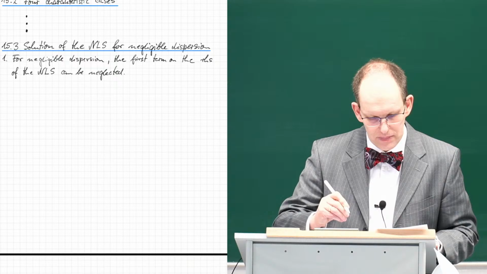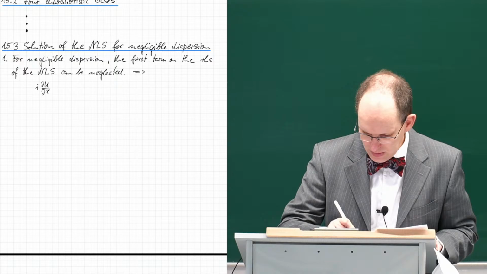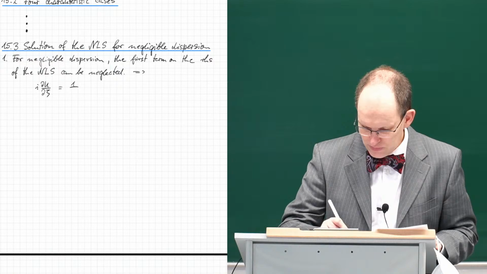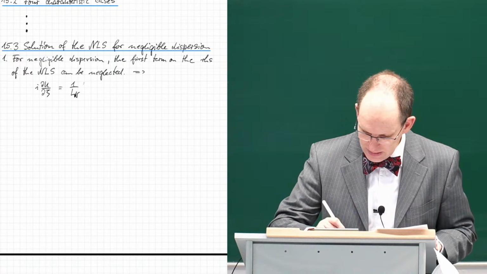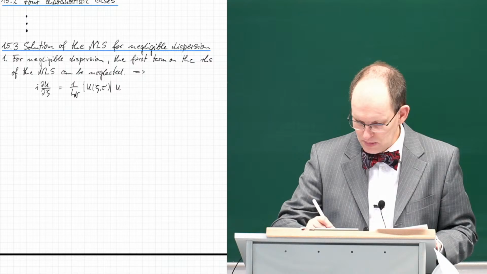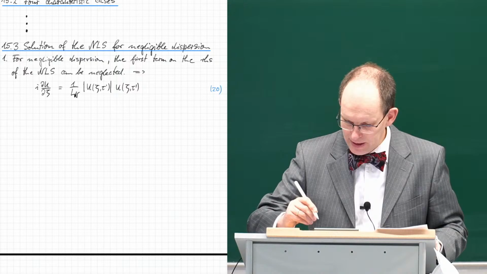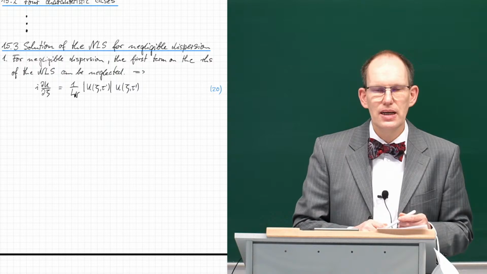Yep. And we are then left with the following equation. So we have i times the derivative of u with respect to zeta is 1 over the nonlinear length. And then we have this nonlinear term, namely the magnitude squared of u times, well, what you could call the wave function. So that's supposed to be equation 20. Differential equation, and the question is, what is a solution?